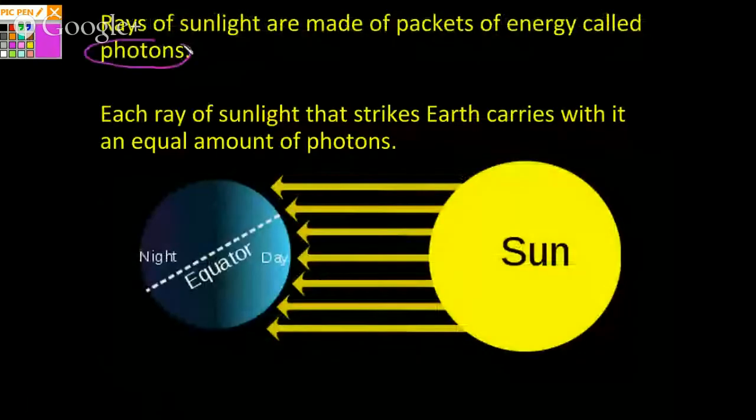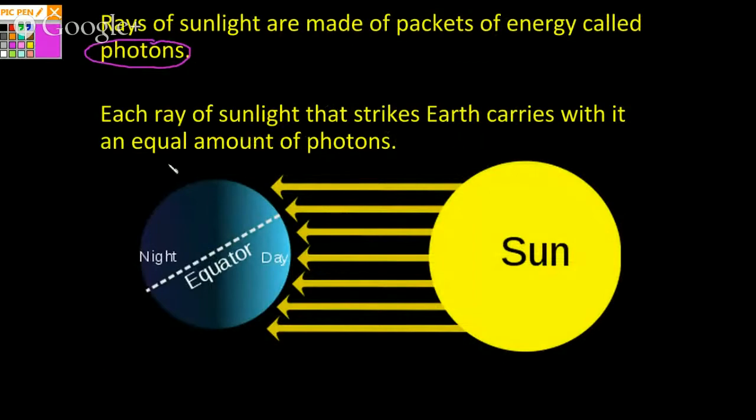Rays of sunlight are made of packets of energy called photons. Each ray of sunlight that strikes Earth carries with it an equal amount of photons. So this ray right here, this ray here, this ray here, every sun ray carries with it the same amount of photons. So whether it's 200 million photons or 500,000 photons, whatever that number may be, every ray of sunlight and sun's energy carries the same amount of photons.